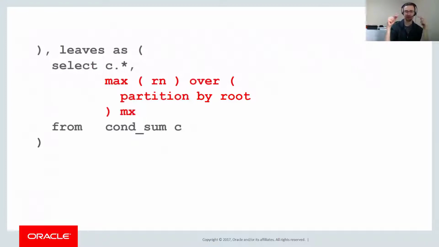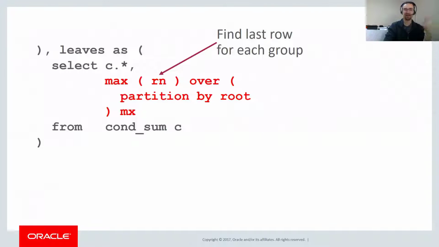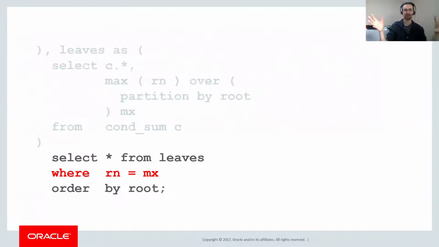The last one is going to be the one that has the final running total. So we need to find that one for each starting row. So for each partition by root. We can find that with our max function here and find the leaf, the final row for each initial row, and then just filter those out. So that gives us our result set.